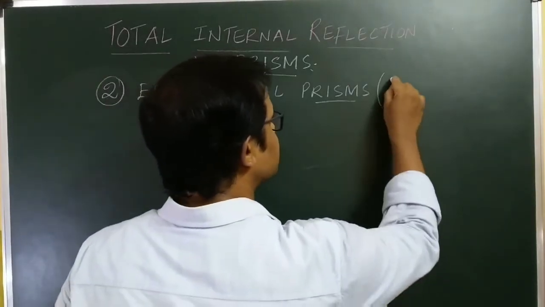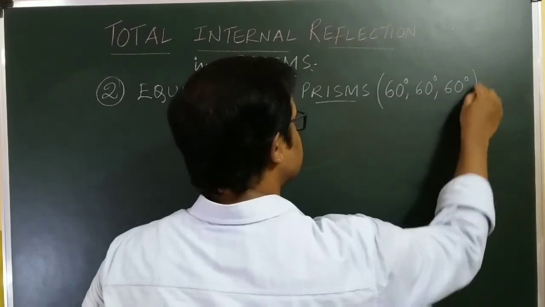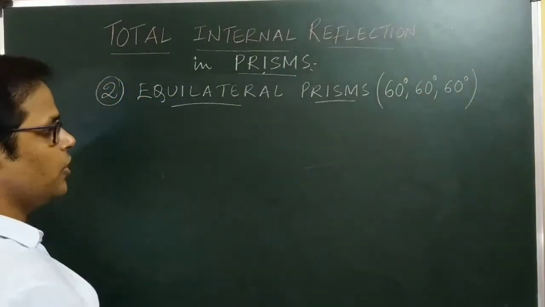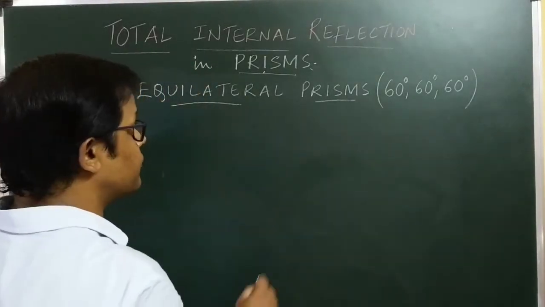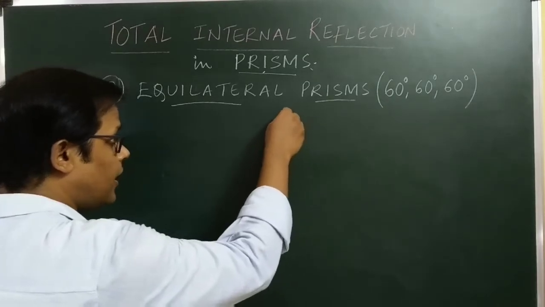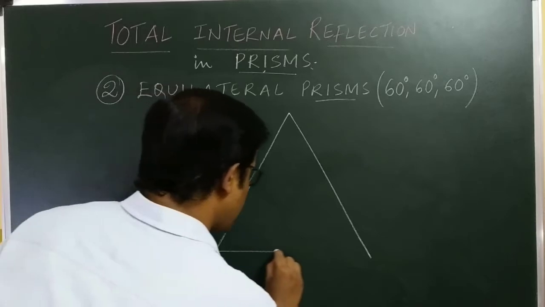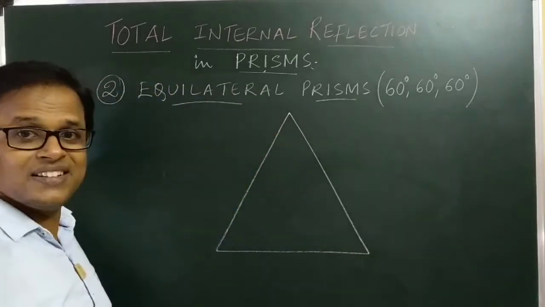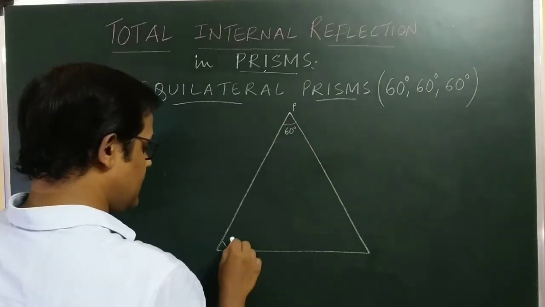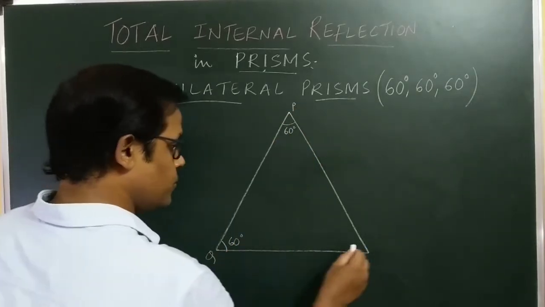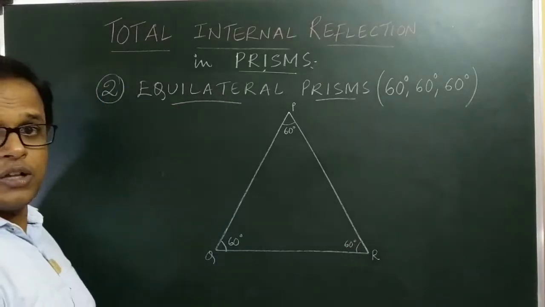Equilateral prism, what was the angles? I was talking about all the three angles being equal to 60 degrees each. Very, very common prism which we have discussed in our previous classes also. But what about the total internal reflection phenomena? So let me draw a good sized equilateral prism. Am I getting it right? Okay, good. This is your 60 degrees, this is P, this is 60 degrees, this is Q, this is 60 degrees, this is R. Alright, all the 60s.